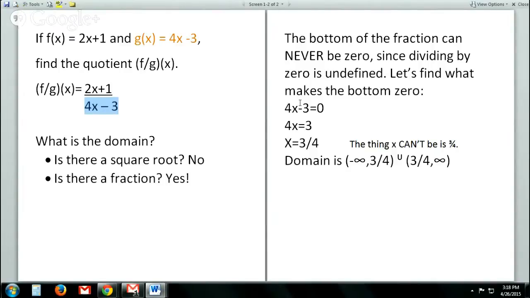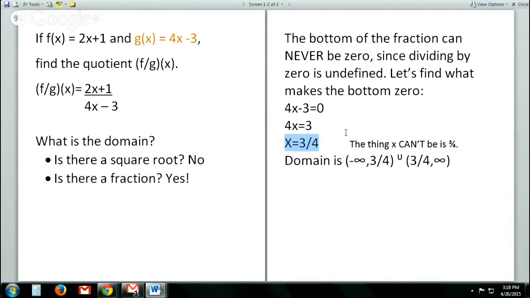Take that stuff, set it equal to 0, and solve, adding 3, dividing by 4, and looks like 3/4 is the thing that would create a 0 on the bottom. So the thing that x cannot be is 3/4.